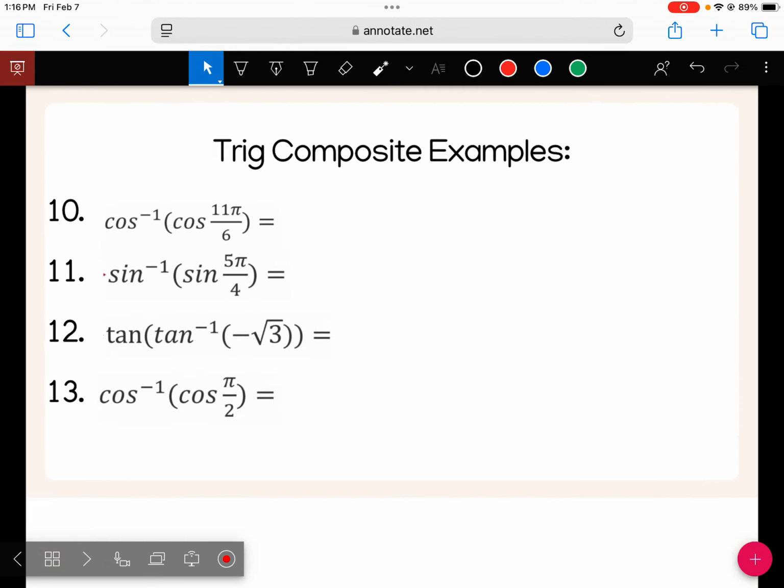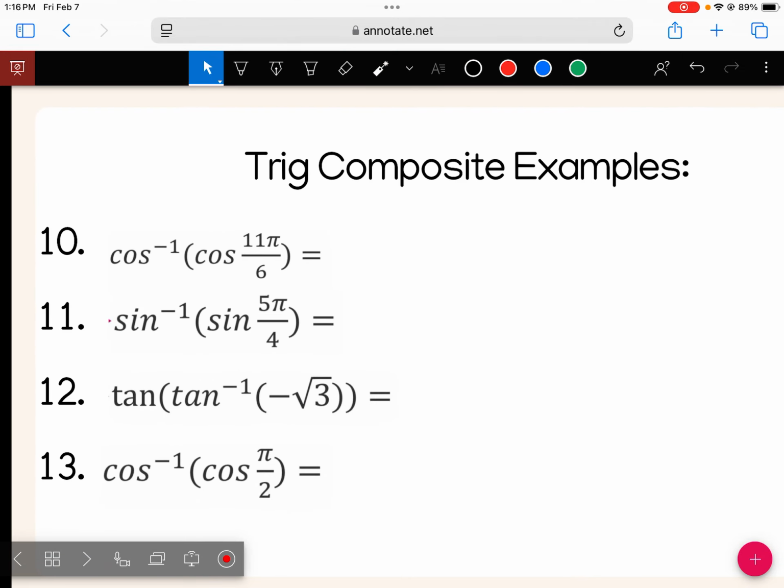So now to do it with composite functions for trig. No, guys, we don't need to huff and puff. It's actually so much fun. It's so easy. No, guys, I'm so serious. Okay, our cosine function is in what two quadrants? 1 and 2. Is 11 pi over 6 in 1 or 2? No. So we have to do some work.